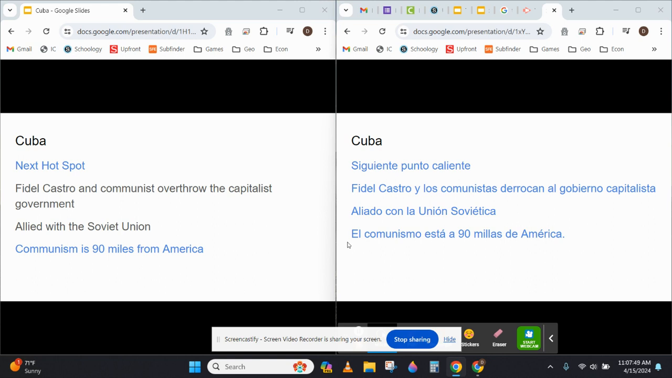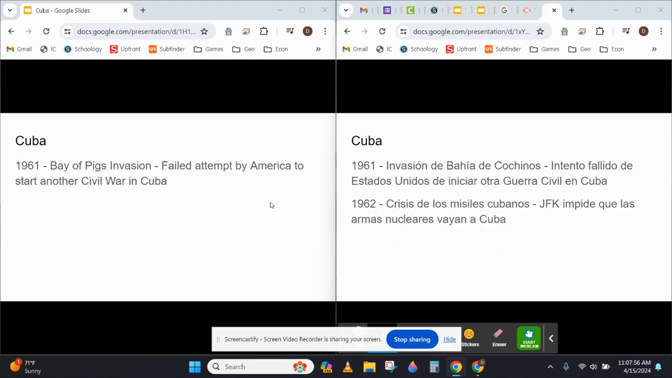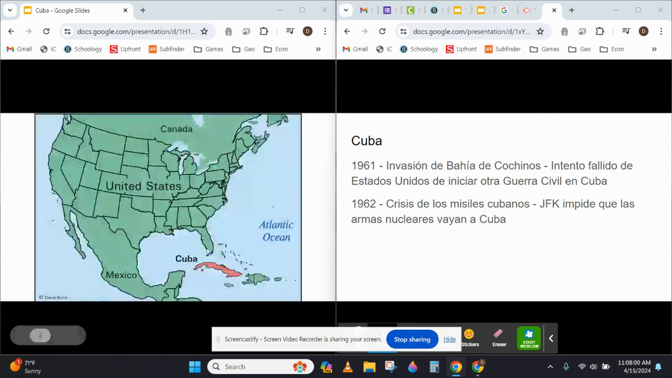There's real fears that communism is going to try and invade the United States through Cuba. There's a bigger problem. Let me go back. Cuba is right next to the United States. Cuba, if they were to launch an attack, would be bad. But what if they just launched missiles? They could hit the United States.